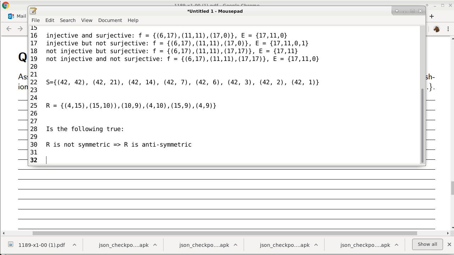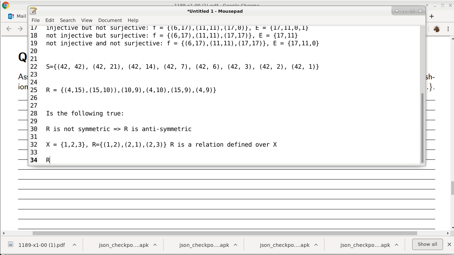Okay, so I will show you X as {1, 2, 3}, and I will show you R as a relation defined over X as follows. Okay, so we have (1, 2), and it is not symmetric. So we have (1, 2), we have (2, 1), and then we have (2, 3). R is a relation defined over X.